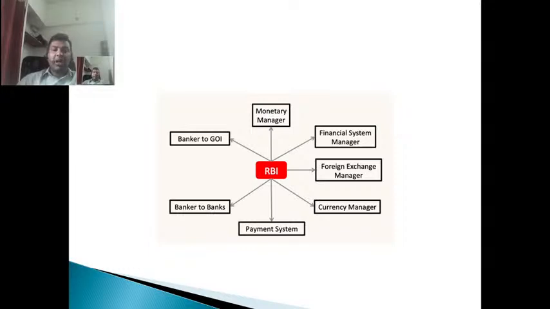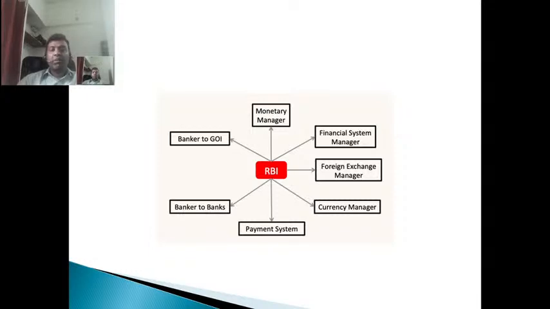Bankers' bank, as I said: whenever banks are short of money, they will go to RBI, or whenever they have surplus money. Since this money belongs to depositors, and they have committed that depositors will get a certain interest rate, they don't want the money to be idle at their bank. So what they will do is deposit the same money with RBI, and RBI will give them the same or some interest rate.